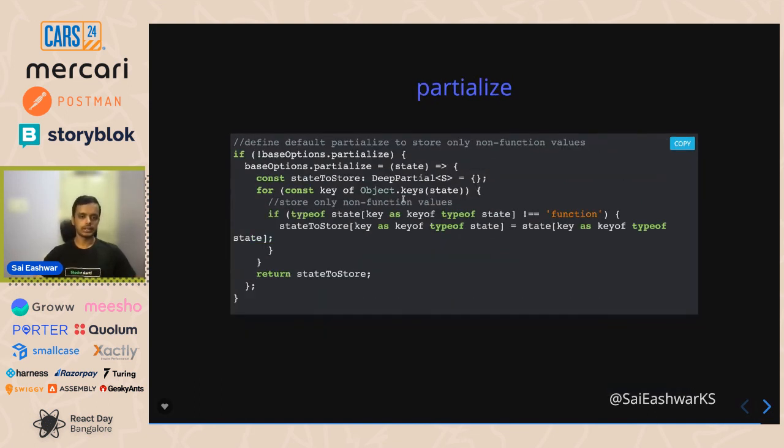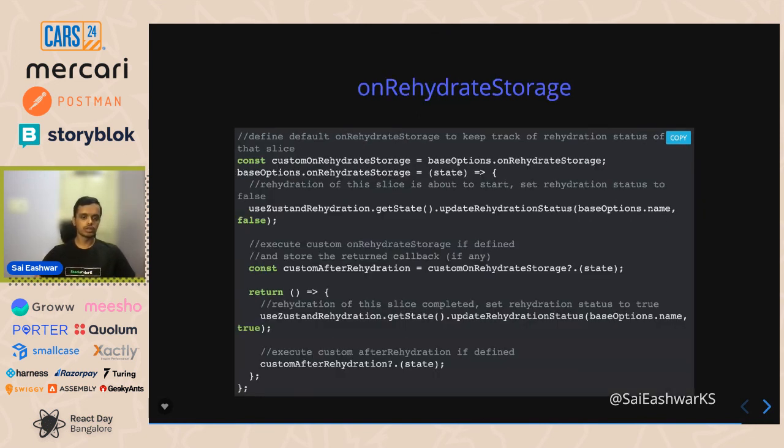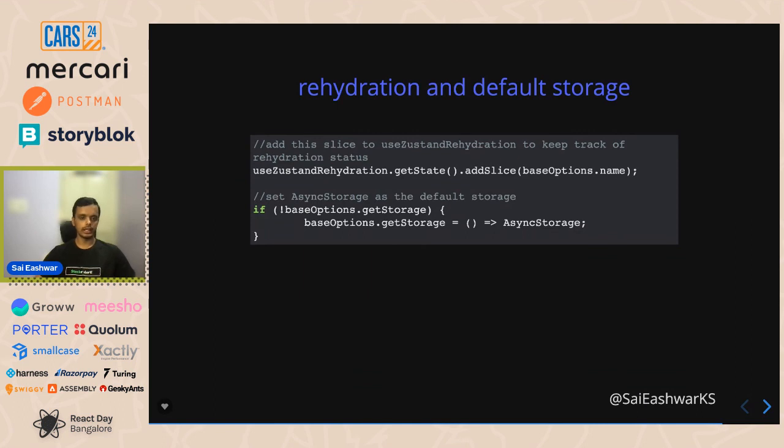Next comes partialize. Like I said, in partialize, we basically loop through the entire state. If the type of the value is function, we don't do anything. But if it's not a function, we append it to a variable called state to store, which is an object, and we return this object. This returned object gets persisted in the memory. So these were some of the utilities we created, which we thought might be helpful to others. The next time a developer wants to create a persisted slice, he need not worry about most of the default behavior. It's already handled.